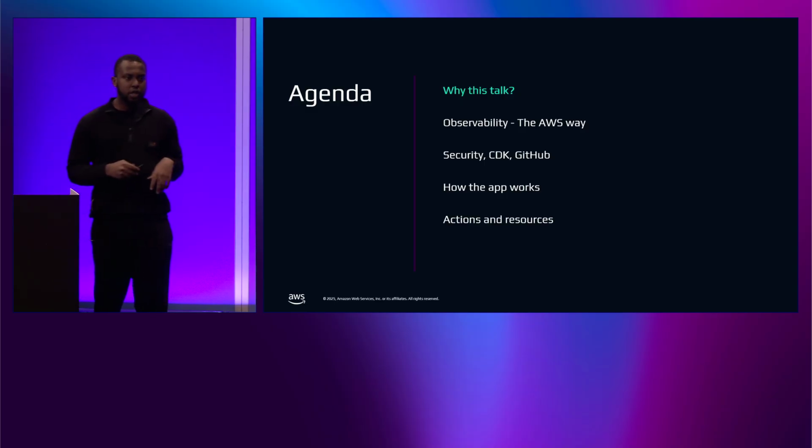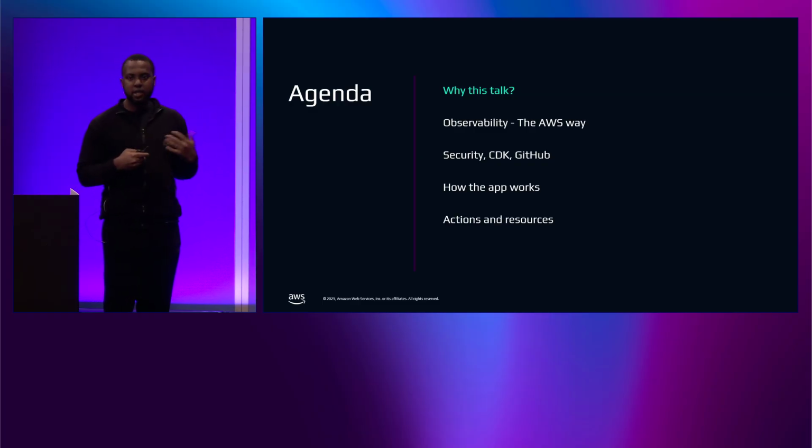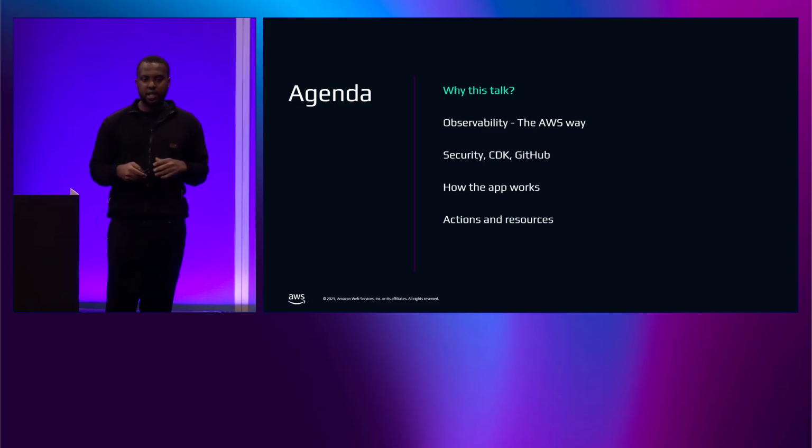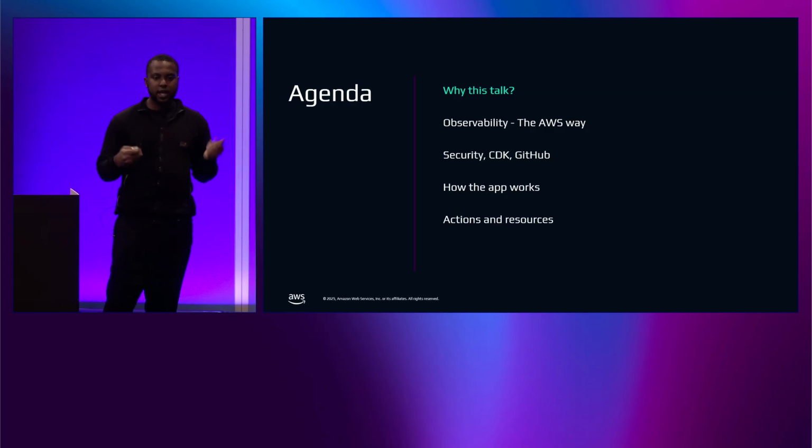So what are we going to be exploring today? We have seen what prompted this talk. We will next go into observability in detail, the AWS way. Next, we'll look at the 3 core pillars that guided this talk, that is security, CDK, and GitHub. And then we'll look at a demo on how the application works. And finally, we'll look at actions and resources for us to further explore on our own.